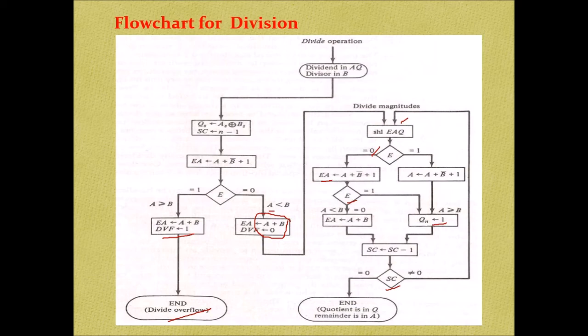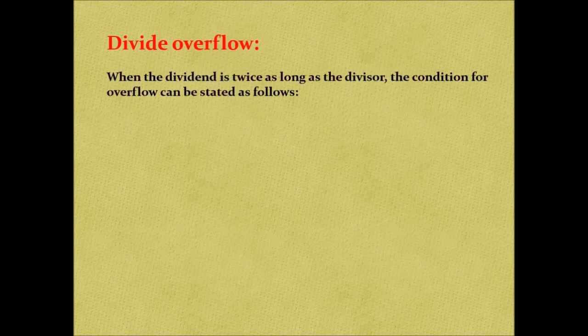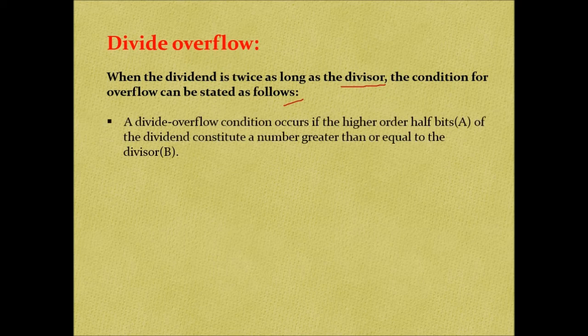So first of all, we'll see the divide overflow condition, and when this divide overflow condition occurs. First, when the dividend is twice as long as the divisor, the condition for the overflow can be stated. So first of all, the dividend must be double in length than that of the divisor. This is the first condition. If this condition is satisfied, after that we will see the rest.